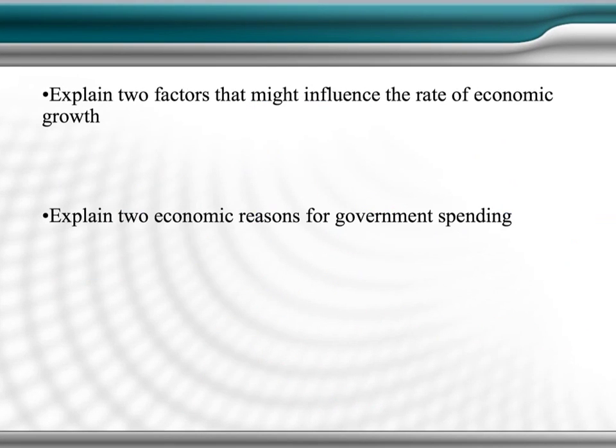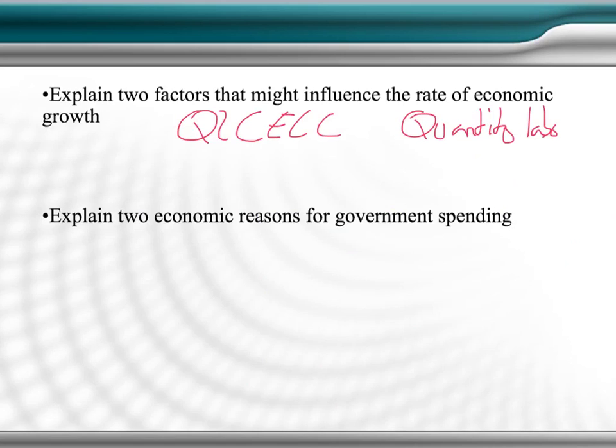Right, two factors that might influence the rate of economic growth. Oh god, this is easy. This is Q squared cell. So you have to remember that's what it is. So you'd have to, two factors, what would you talk about? I'd probably do quantity of labour, maybe, and I might talk about immigration.